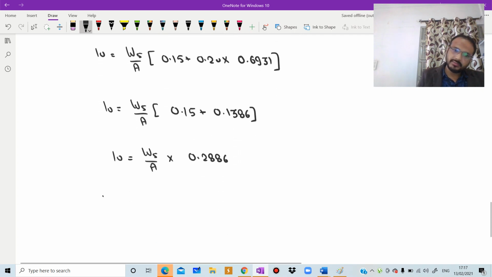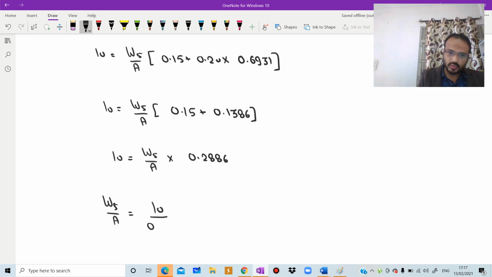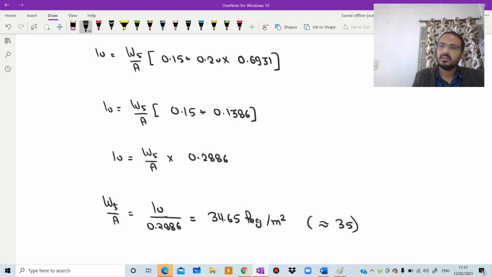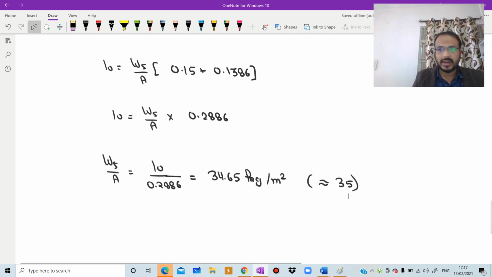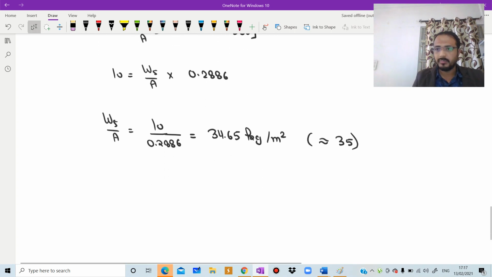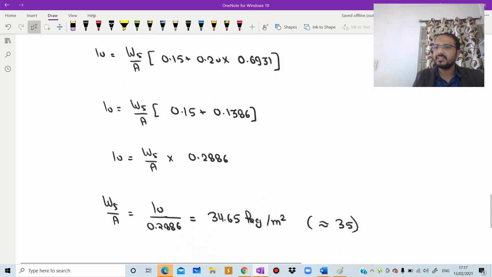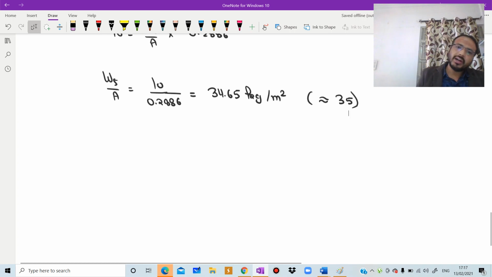One equation, one variable: Ws by A is equal to 10 by 0.2886, and we will get 34.65 kg per meter square, and the nearest integer is 35. So this was a very simple question, directly conceptual and formula based. If you know this formula, then this question is very easy for you, and if you don't know, then it is difficult.